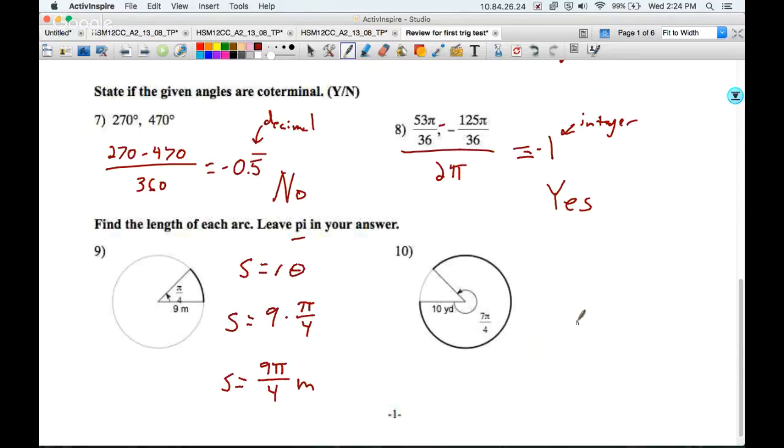This one over here would be 70 pi over 4. Hopefully that's clear why, which equals 35 pi over 2 yards.